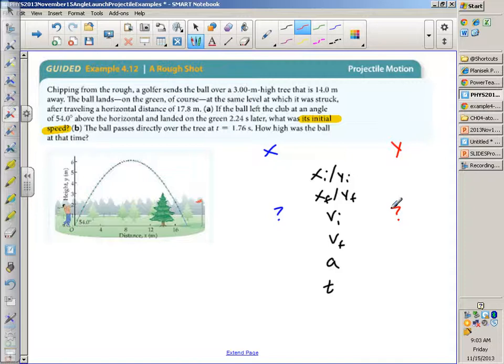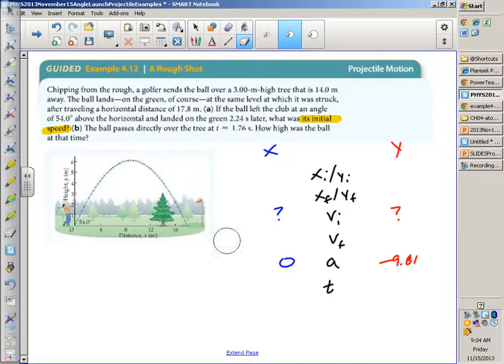So we said that there were two things that we could fill in right away, regardless of the kind of problem that we're doing. What can we fill in right away? The accelerations. Regardless of the fact that we shot this ball up into the air as opposed to throwing it horizontally, that does not change the fact that gravity is acting on it vertically, and nothing is acting on it horizontally. That does not change. So those accelerations still remain 0 on the x-axis, negative 9.81 on the y-axis.